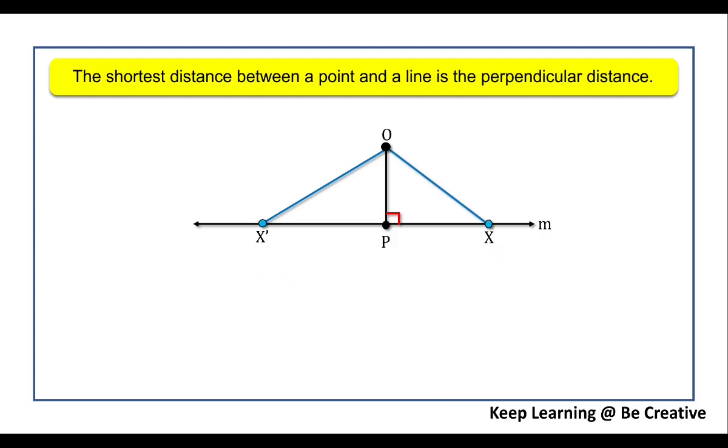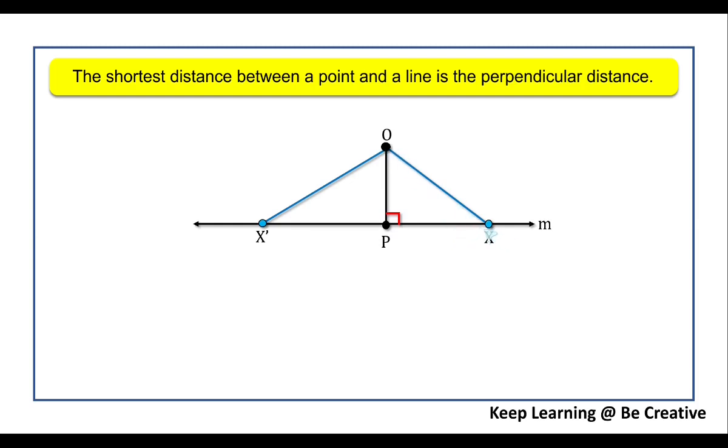Now here you can see that when we connect OX, we have a right angle triangle OPX, or if we connect OX dash, we have a right angle triangle OPX dash. Now here we can see that this angle is 90 degrees, so definitely OX or OX dash will work as the hypotenuse in the right angle triangle. And we know that in a right angle triangle, the hypotenuse is the longest side.